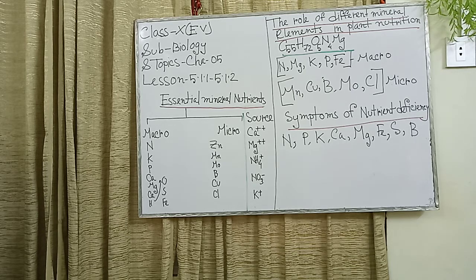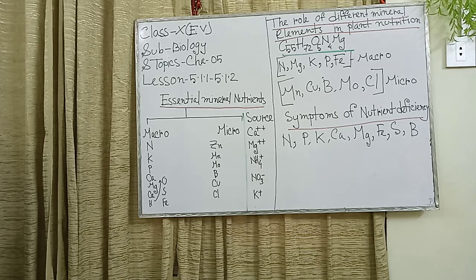Last, iron. Iron is the structural component of cytochrome. Yes, cytochrome. It is required for aerobic respiration. Iron also plays an important role in the formation of chlorophyll.